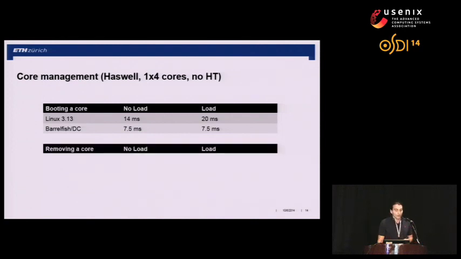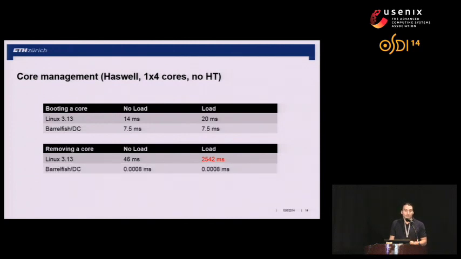However, if we remove a core in our system, we do the same thing. We look at the numbers for Linux first, and we see it takes about 46 milliseconds if we don't have load. However, if we add load in the system, this time goes up to about 2.5 seconds. Now here we really see the impact of having to do global coordination and dealing with the per core state in Linux. In our case, it takes about 0.8 microseconds to remove a core in the system.